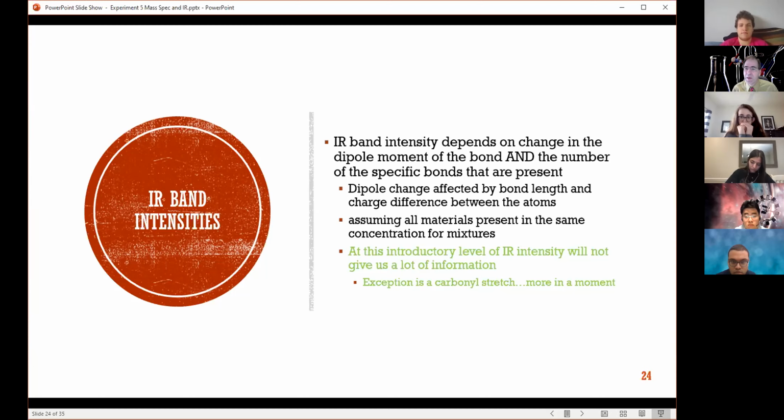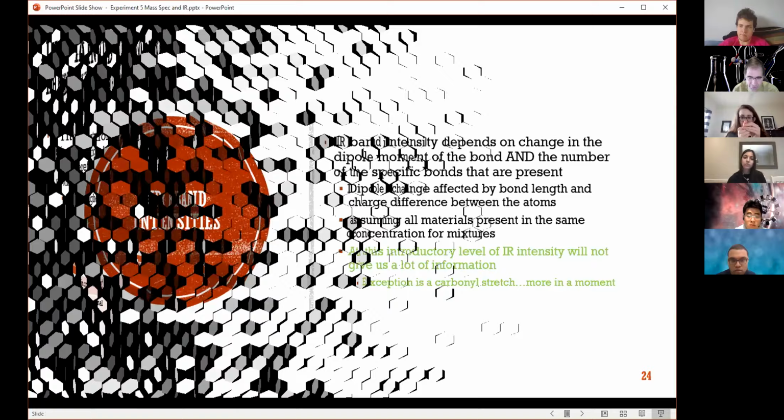But for the most part, if you see a band that's bigger than another band, it does not tell you you have more of that in your molecule. You can't do that. So it's non-information. So just get in your head that for infrared, the intensity of the peak does not tell you very much about concentration. Okay? Weird. I hate that, but it's true.